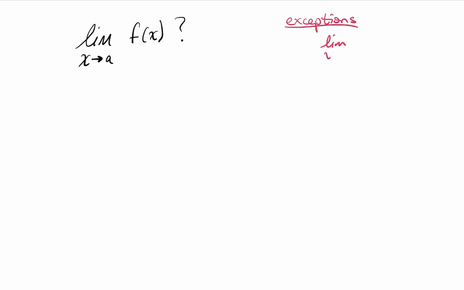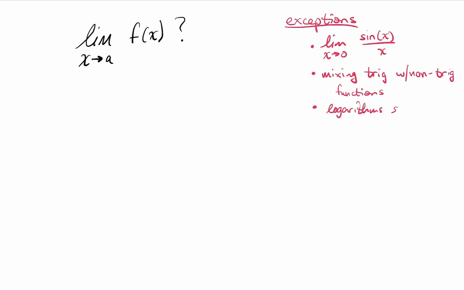If you see anything that involves sine x over x, that's a good chance that you should not be following the decision tree. In general, mixing trig with non-trig functions is a typical exception to this decision tree. And also logarithms sometimes are not reliable for this decision tree. So these are common exceptions. For the most part, if you follow this decision tree, you will get by in most calculus classes for most exercises in those classes.